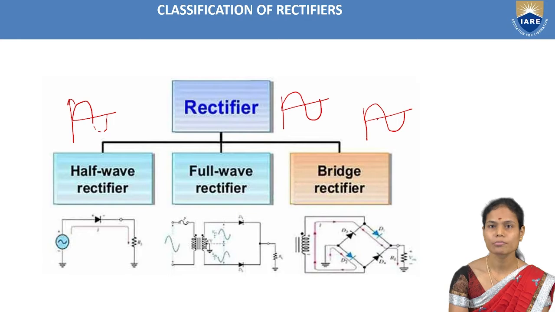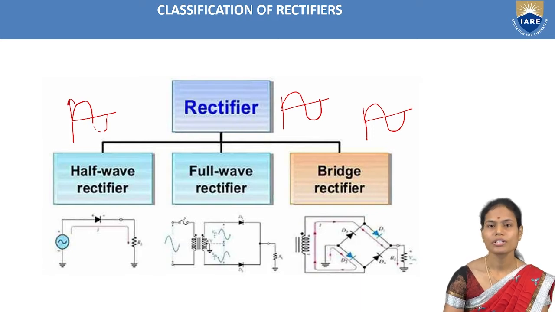But what is the basic difference between the center-tapped full-wave rectifier and the bridge rectifier? In the center-tapped full-wave rectifier, we utilize a center-tapped transformer instead of a normal transformer, and we utilize 2 diodes. While in the case of the bridge rectifier, instead of a center-tapped transformer, we utilize the normal step-down transformer, and instead of 2 diodes, we utilize 4 diodes in the form of a bridge. Because of these constructional differences, one is the center-tapped full-wave rectifier and the other is the bridge rectifier.